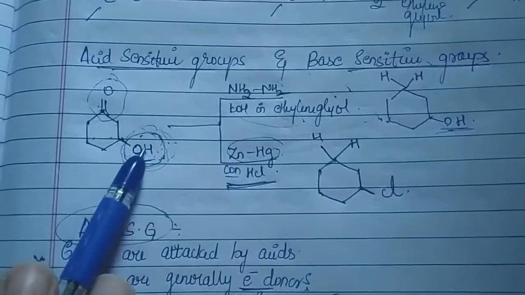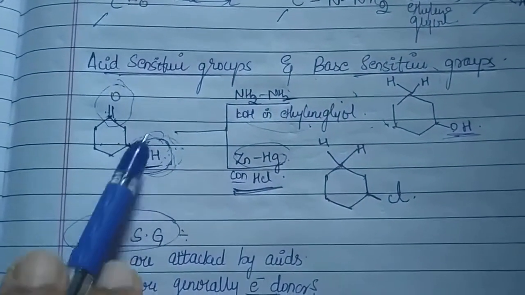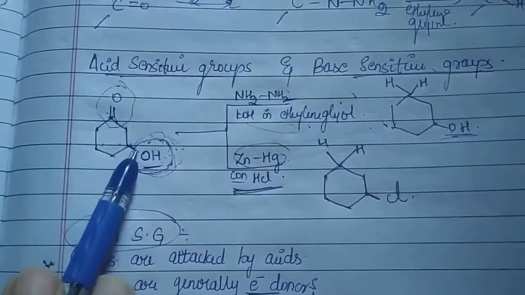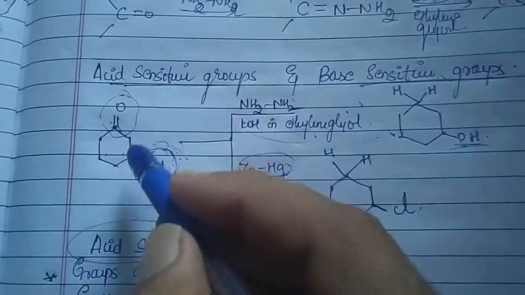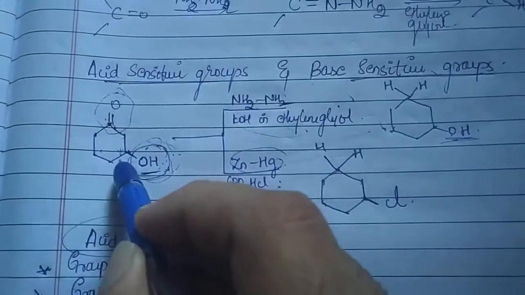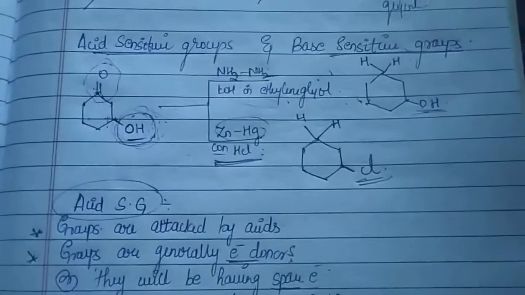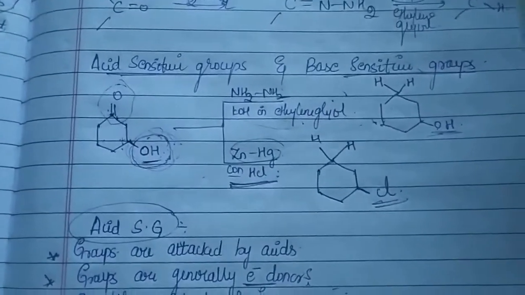This H plus goes and attacks the lone pair of electrons on the oxygen. It becomes OH2 plus. In order to balance that plus, now H2O goes out. So what happens here? The Cl minus that is existing goes and attacks. So that is the reason OH will be replaced with your chlorine. Is that clear? So let us take some other examples.